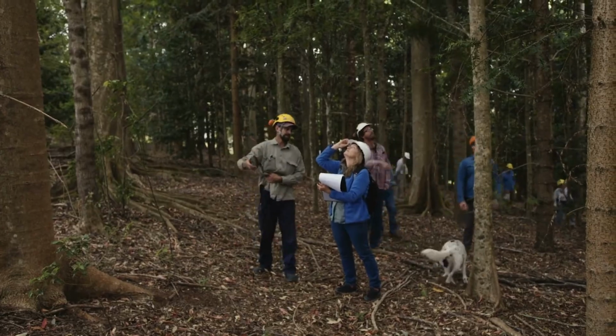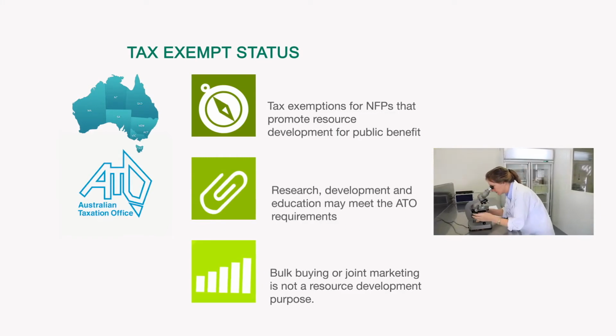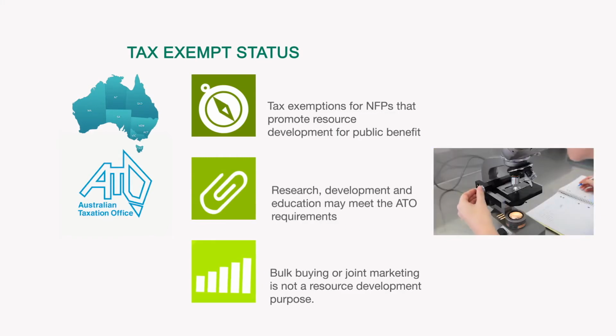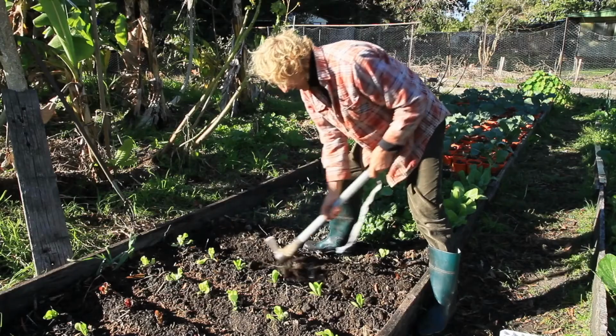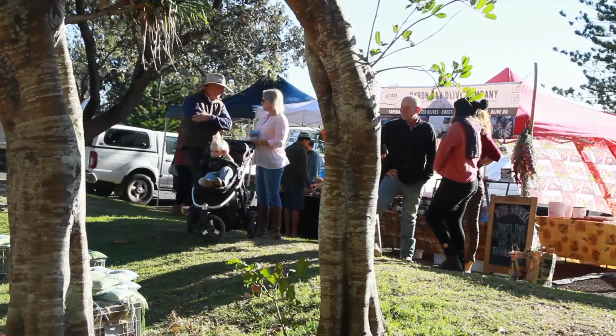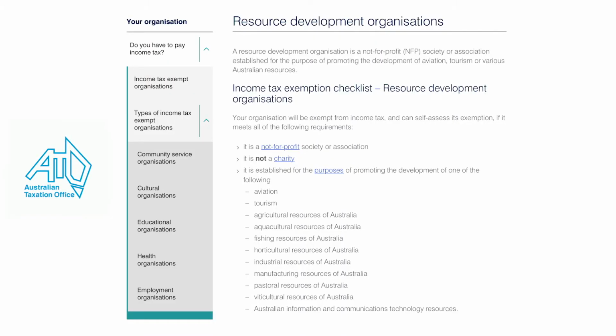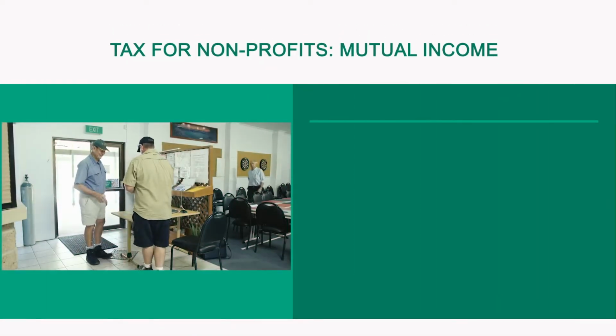For example, a non-distributing agricultural co-op formed to do research, resource improvement, education and perhaps advocacy may qualify for tax-exempt status. Or a co-op could incorporate a separate not-for-profit to do this work and isolate some funds in this tax-exempt entity. Exemption is a self-assessment process managed by the tax office. A non-distributing co-op providing bulk buying or joint marketing is not a resource development purpose because it does not have a broad public benefit. Mutual income is not assessable income.